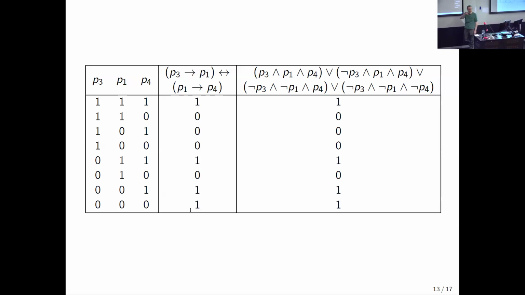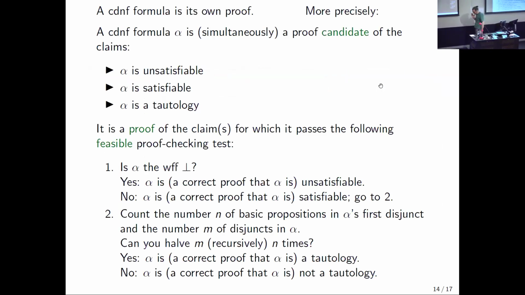So if you read off a formula in that way, you'll get one of these formulas of the form I'm interested in. And also what this illustrates is that every ordinary formula, for example that one, is equivalent to one in this form that I'm interested in. Okay, so the thing about these formulas is that you can regard them as their own proofs, and the proof checking procedure is feasible.